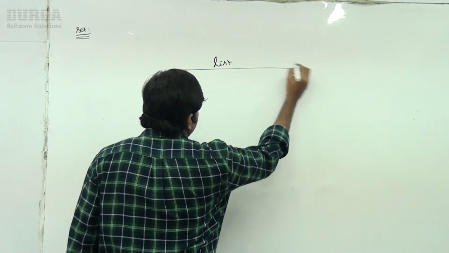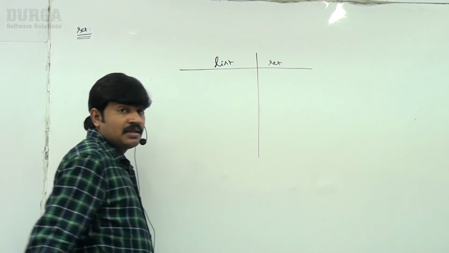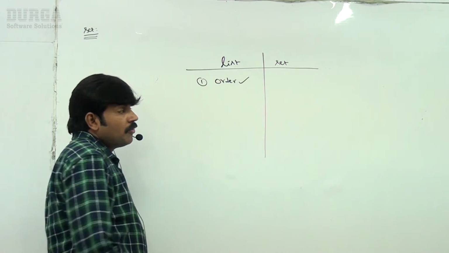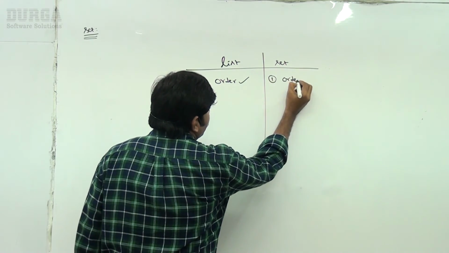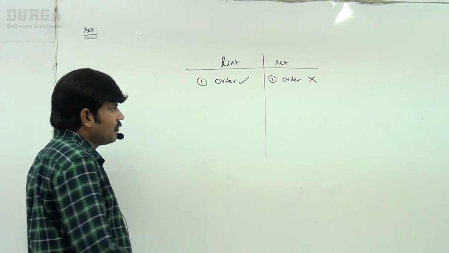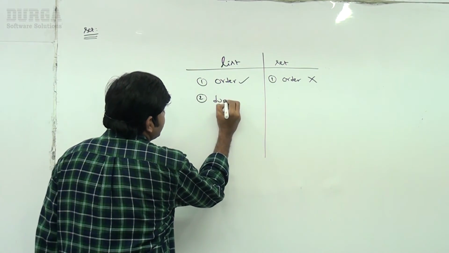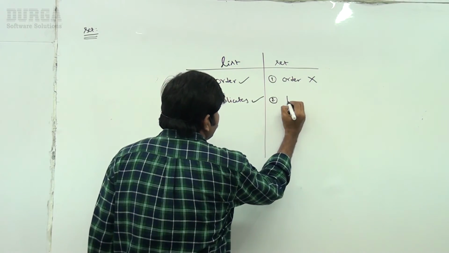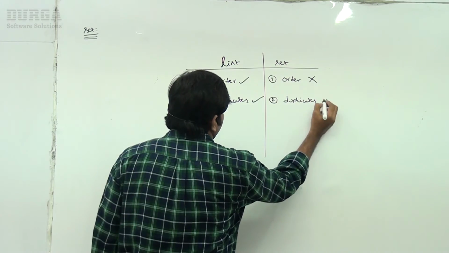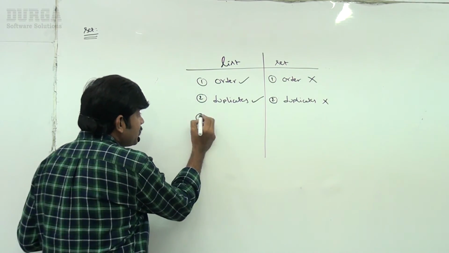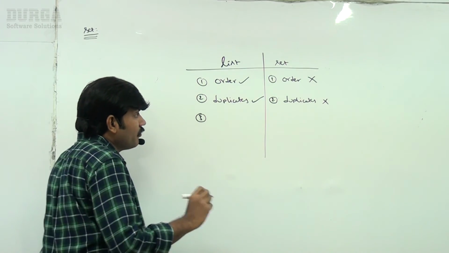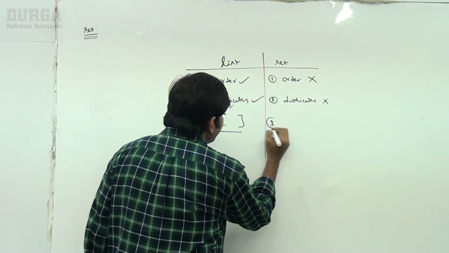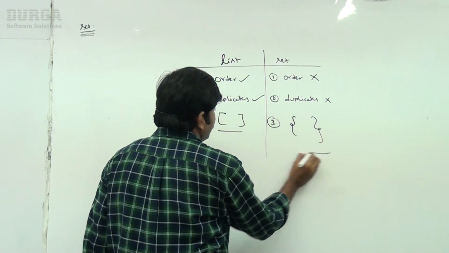Observe carefully, sir. In a list, order is important. Order will be preserved. But for the set, order is not applicable. Second one, sir, duplicates. In a list, duplicates are allowed, but in the case of set, duplicates are not allowed. Next, a list we can represent by using square brackets, but we can represent a set by using curly brace representation.